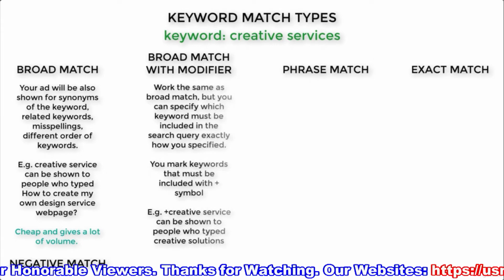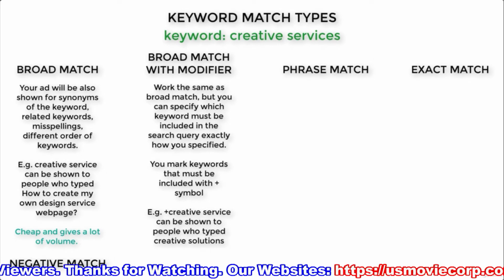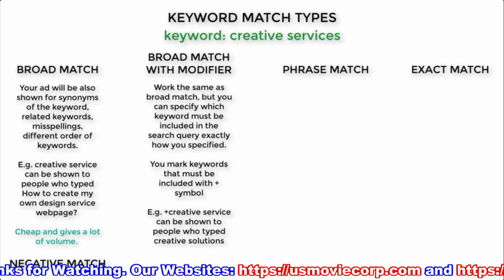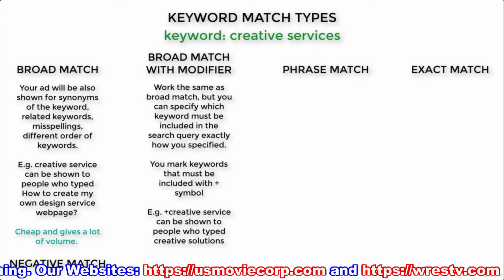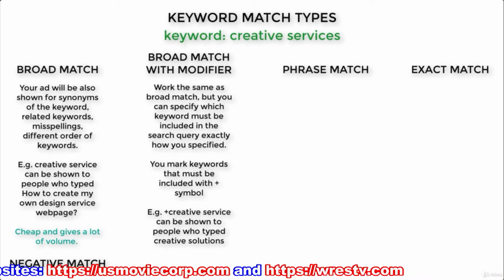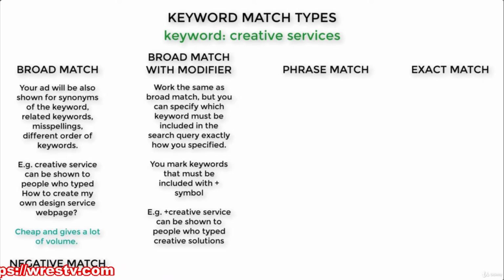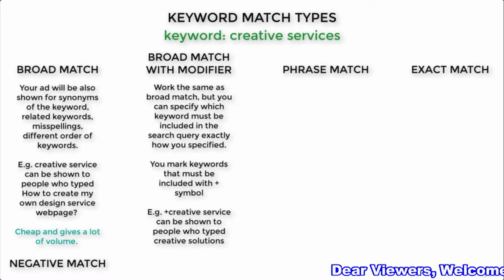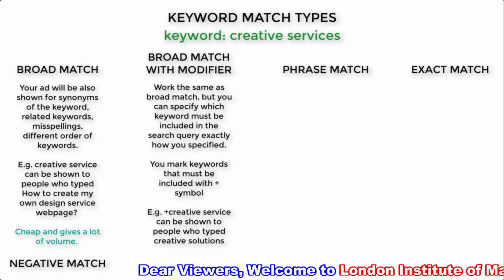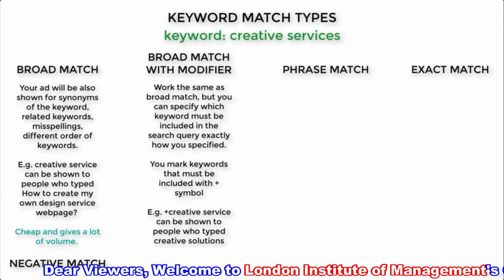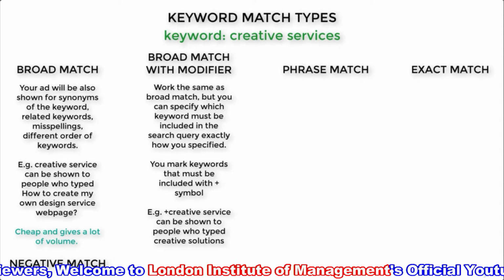The next match type is broad match type with modifier. It works just as a broad match, with the exception that you tell Google that one or more keywords must be used in a user's search query exactly how you specified them. You mark those keywords with a plus symbol in front of them. So if we would use the keyword creative plus services, with a plus sign in front of services, our ad can be shown to people who are typing in the search bar creative solutions or business solutions for creative people. The point is, the word creative must be included.